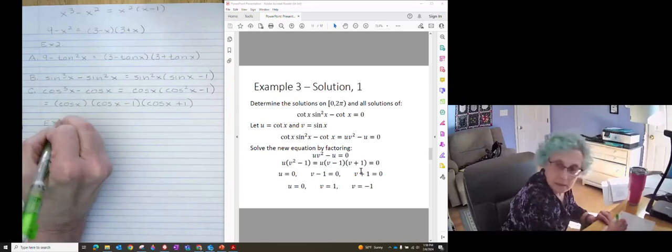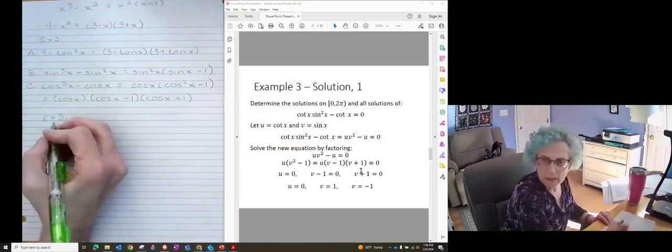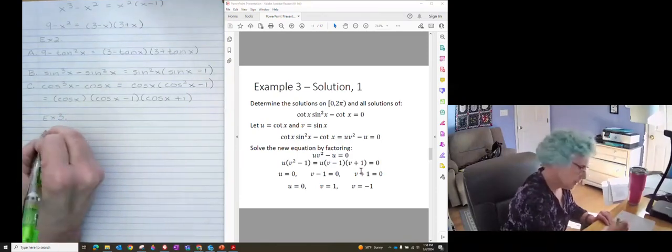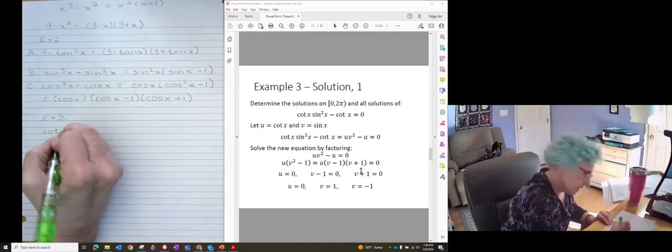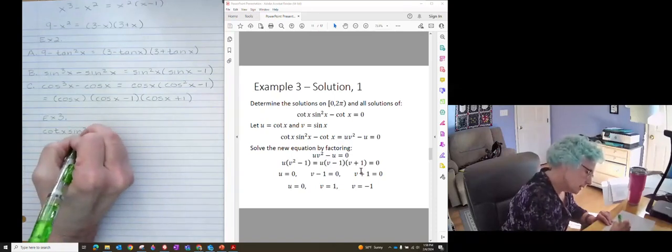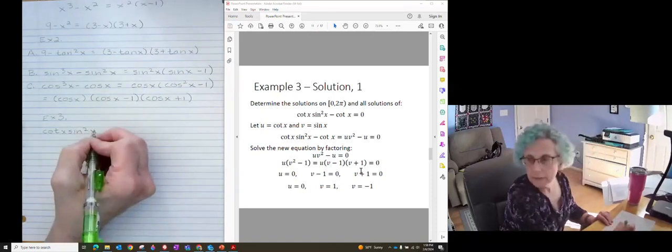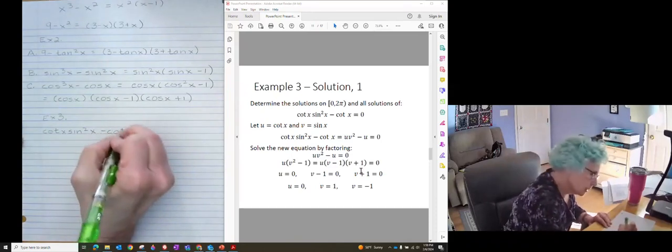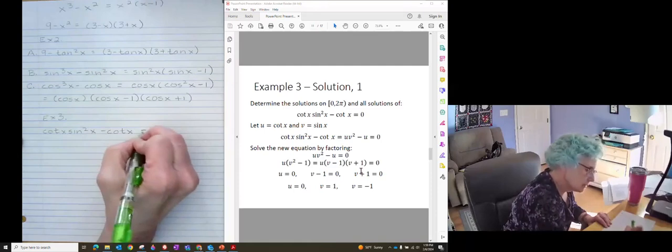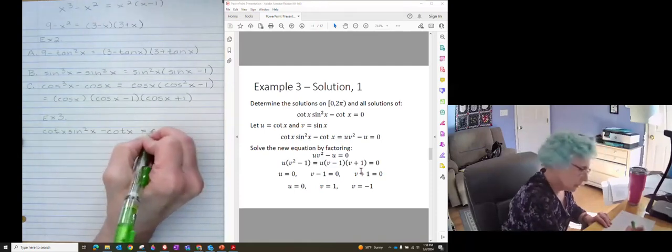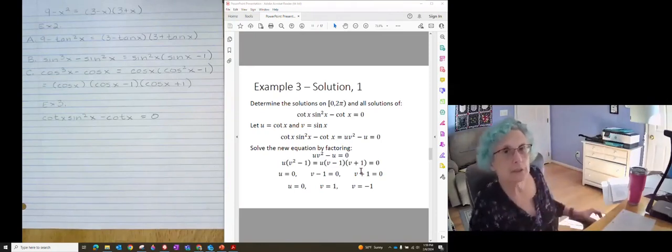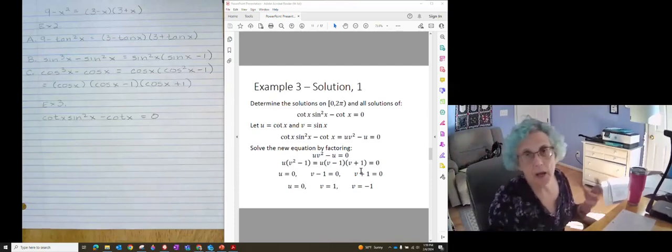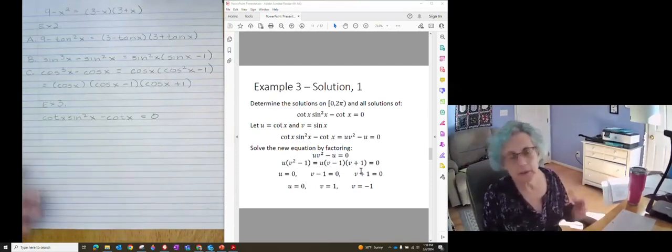This is example 3. I think I got my slides out of order. I think I should have had just the problem written down first. Cotangent of x times sine squared of x minus cotangent of x is equal to 0. So I'm going to treat these as polynomials. I really want them to look simpler.